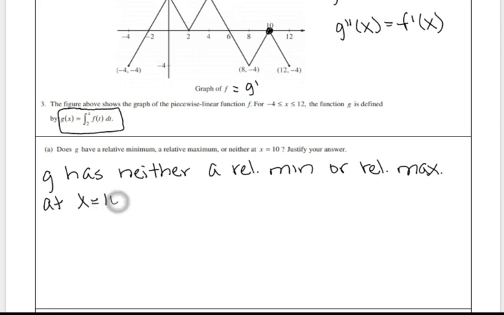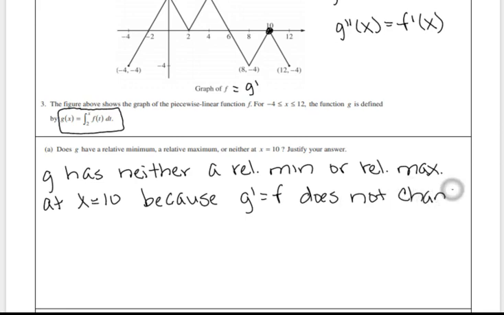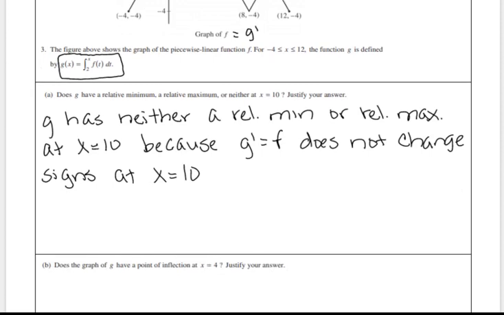At x equals 10 because g prime, which is equal to f, does not change signs at x equals 10. This one here was worth 1 point because it was really just did you get your answer and justify it.